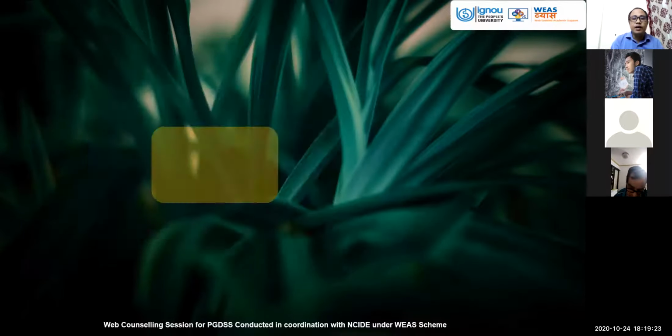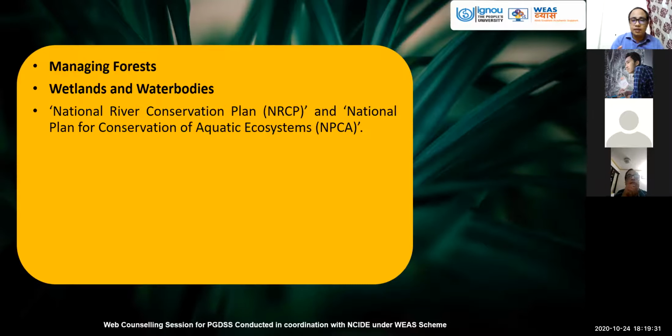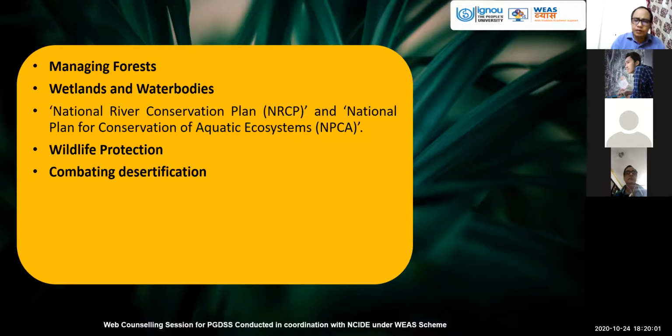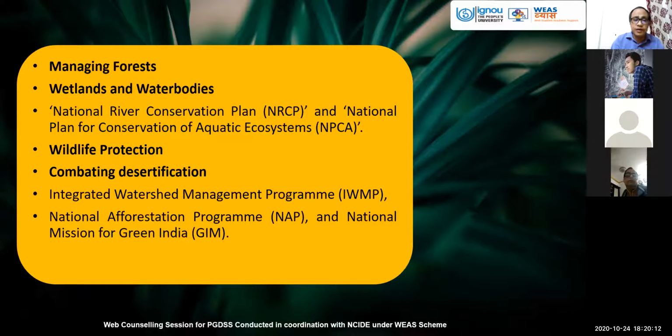Next is life on land. When you talk about life on land, managing forests is very important, and wetlands and water bodies, all these are important. So we have the National Forest Act and others to take care of that. To take care of wetlands and water bodies, the National River Conservation Plan and the National Plan for Conservation of Aquatic Systems are some of these initiatives. In legal intervention, a number of interventions are there: the Eco Development Program, the Forest Conservation Act, and the Wildlife Protection Act. We also have combating desertification with afforestation schemes, the Integrated Watershed Management Program, the National Afforestation Program, and the National Mission for Green India. This is one of the programs under the National Action Plan on Climate Change.